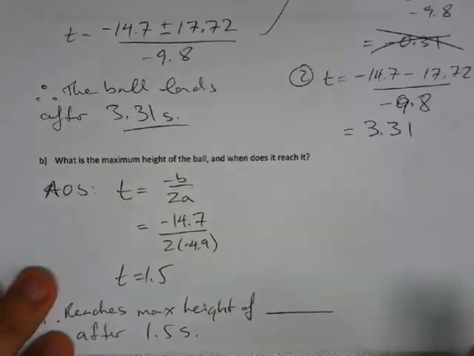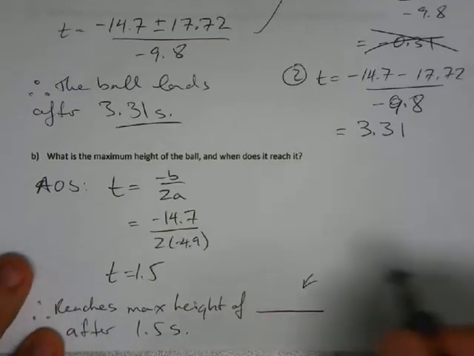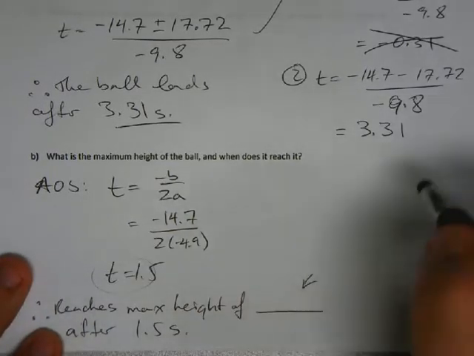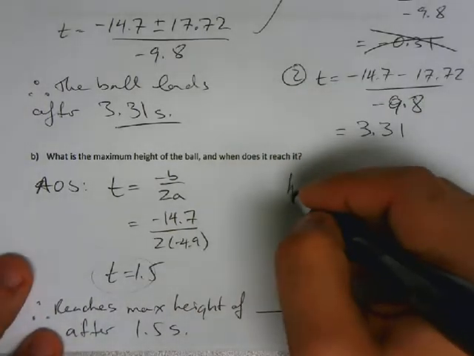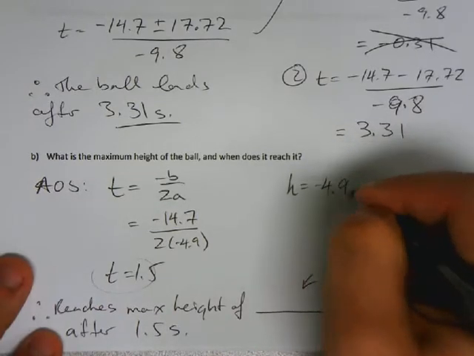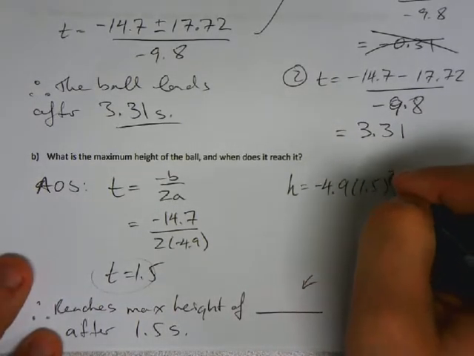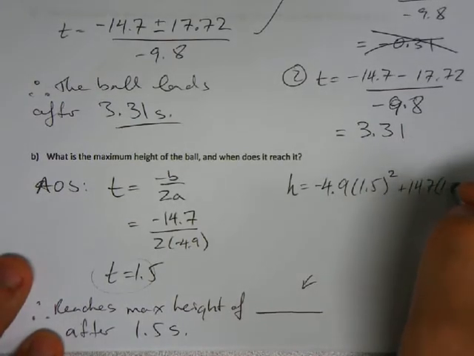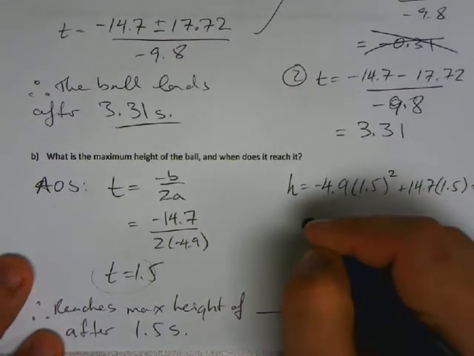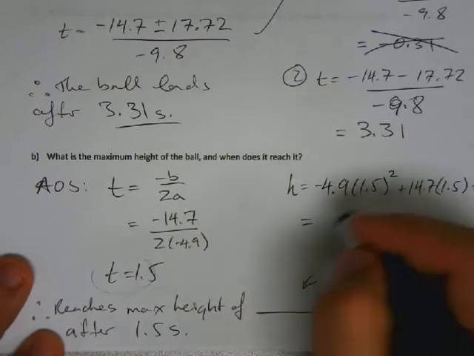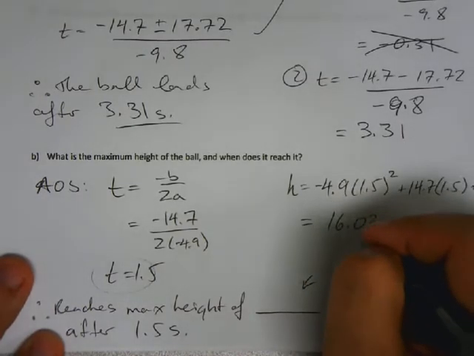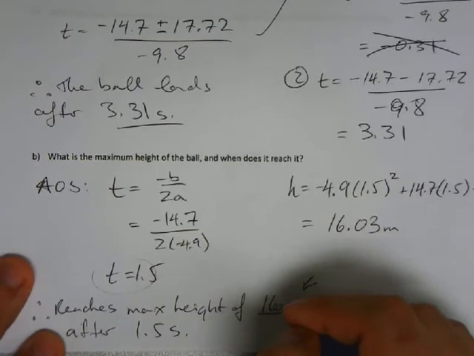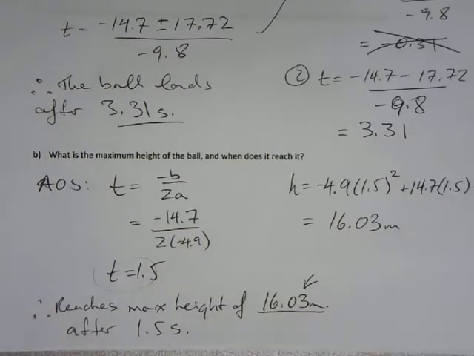Okay? So now to figure out that maximum height, all I have to do is take my time and plug it into the original equation. So h is negative 4.9 t squared plus 14.7 t plus 5. And we should get 16.03 meters. So we can plug that in. Okay? So that's that problem.